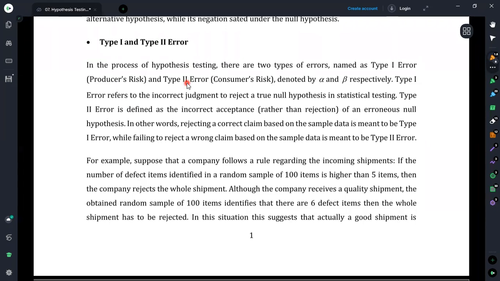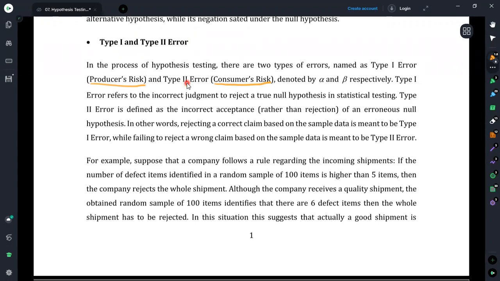Type 1 error is generally denoted by the notation alpha, and type 2 error is generally denoted by the notation beta. Another name for type 1 error is the producer's risk, and type 2 error is the consumer's risk, and they are denoted by alpha and beta respectively. Now we will see what actually these type 1 and type 2 errors are.